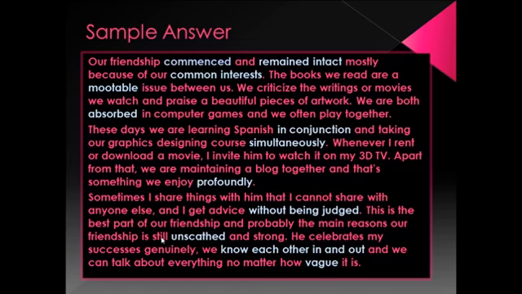He celebrates my successes genuinely, and we know each other in and out. Okay, so when we know anybody in and out, उसका मतलब होता है कि हम अच्छे से जानते हैं उस person को. So again, we are using a very good phrase out here, in and out.